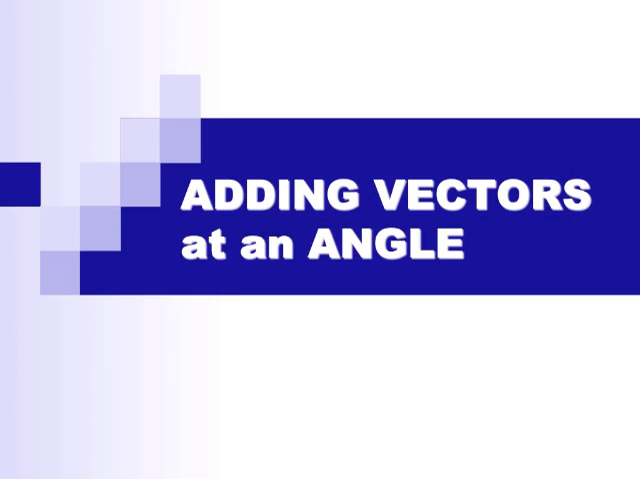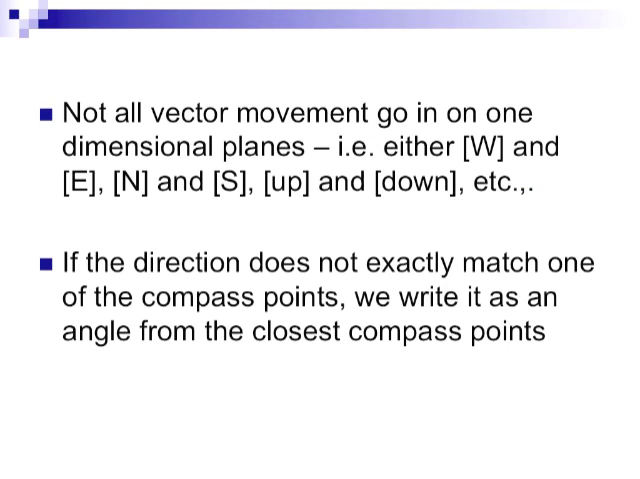Okay, adding vectors at an angle. Not all vector movements go in one-dimensional planes, either west or east, north and south, up or down, left or right. So everything that we've done up until now has always gone along one plane. Okay? So we've either dealt with drawing vectors going west to east or east to west, or just north and south, and then south to north.